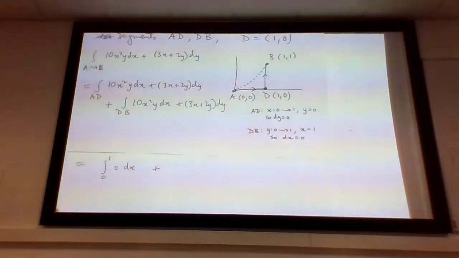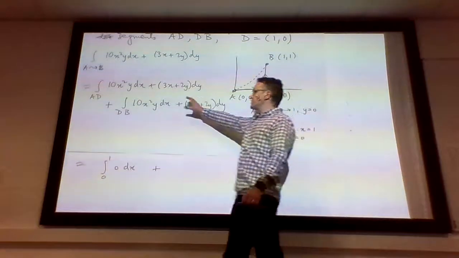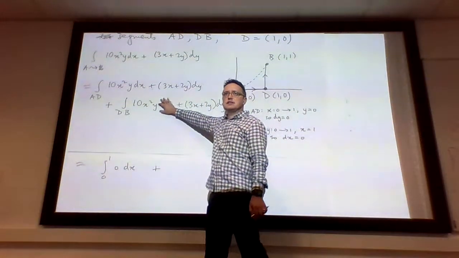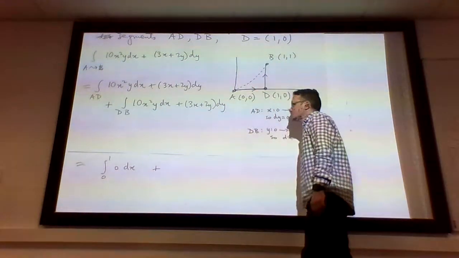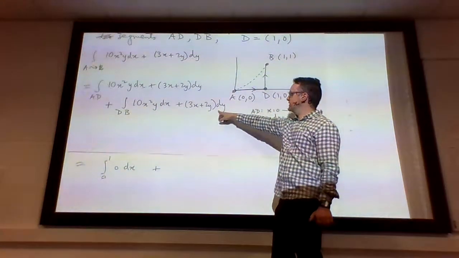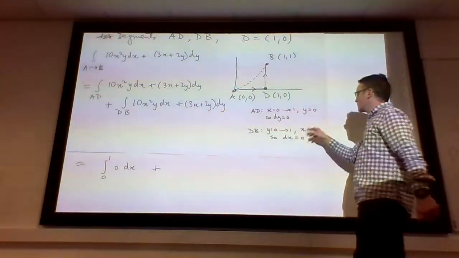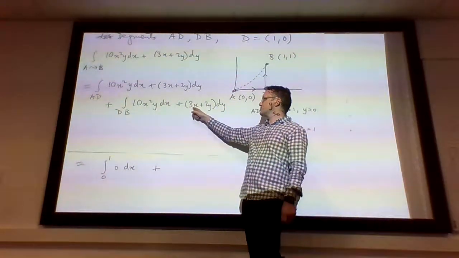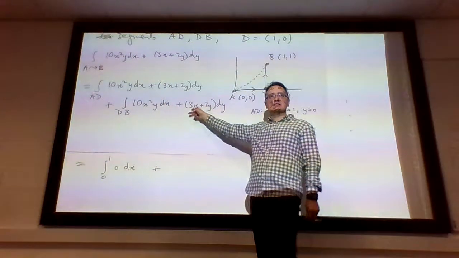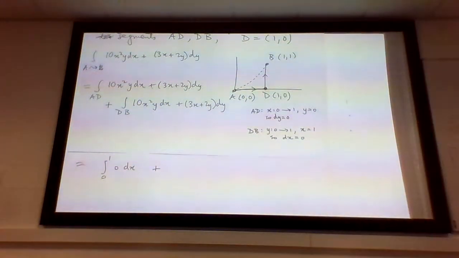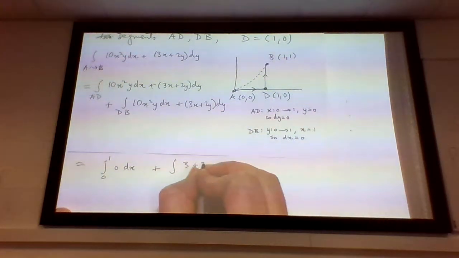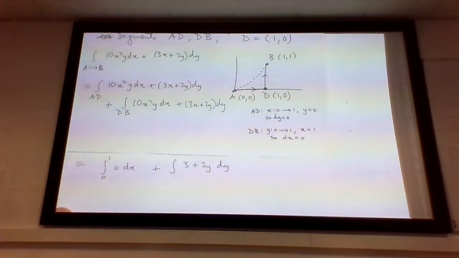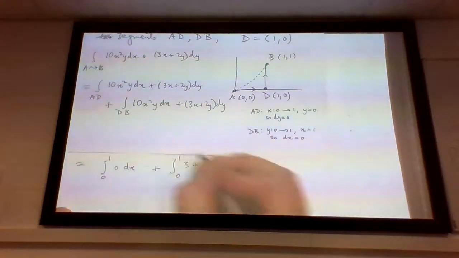The second part of the integral, the dx is 0. So this first term in the linear differential form, I can ignore, because dx is 0. The second one I have to evaluate. y is going from 0 to 1, but x is always fixed at 1. So this 3x quantity here is actually just a 3, because x is fixed at 1. So there I'm just integrating 3 plus 2y dy, and y is going from 0 to 1.